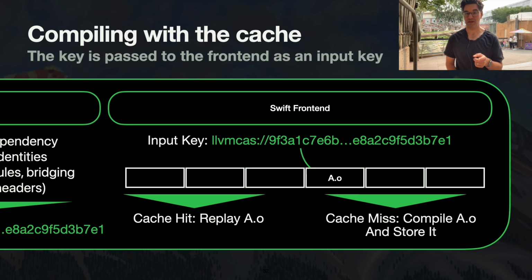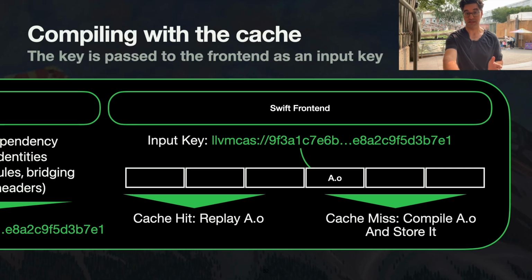But the real magic, the real speed up comes if there's a cache hit. If we've ever built that exact version of a.swift before, with those exact inputs, then we'll get a cache hit. And the Swift front end will simply be able to replay all of those outputs from the cache and put them where they need to go. And that's where the real speed up is.